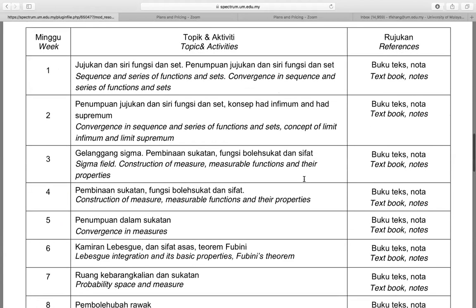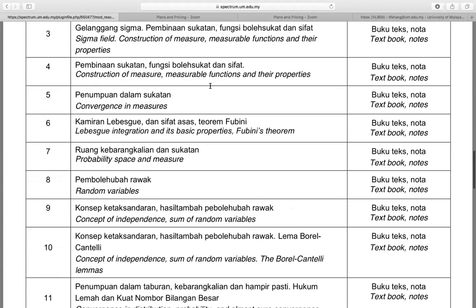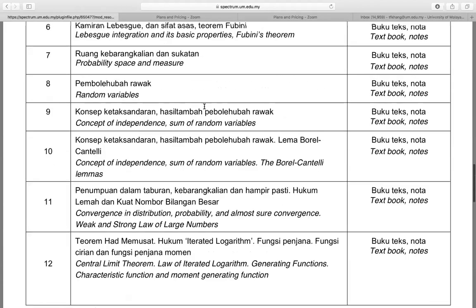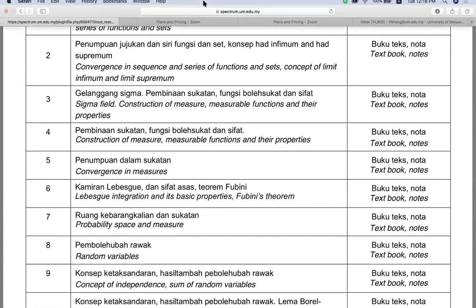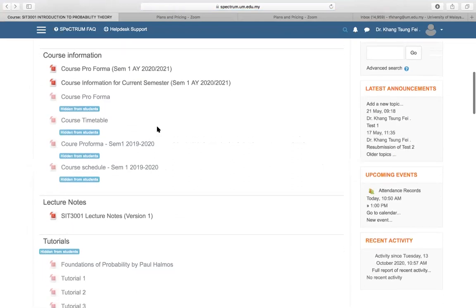All right. So these are the topics. This is basically just a rough guide of the things that are going to be covered in each week. So those are the course information.